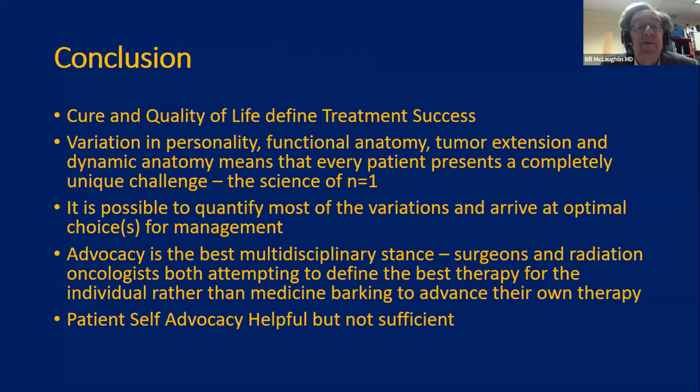define treatment success. Variations in personality, functional anatomy, tumor extension and dynamic anatomy make every patient a completely unique, never before and never again challenge. How can we deal with science in one? It is possible to quantify most of the variations. You just go through, juggle those balls, and see what you've got. And a reasonable answer will present itself that will get you as close to cure and quality of life as you can. Advocacy is the best multidisciplinary sense. That's all I'll say. Patient self-advocacy is very helpful.